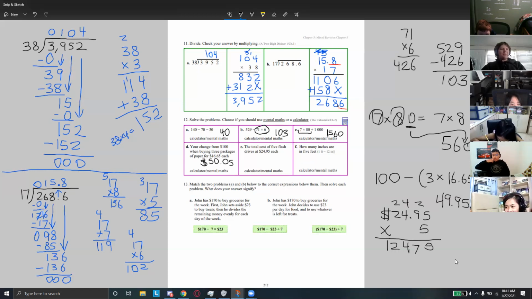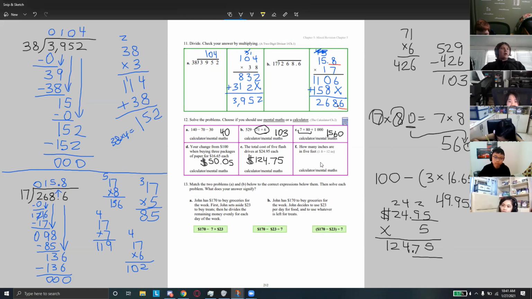Great. Now we figure out where our decimal is going to go. We have 2 numbers after the decimal here and 0 numbers after the decimal here. So our answer should have 2 numbers after the decimal, giving us an answer of $124.75. Can I get some more thumbs up for who got that right?